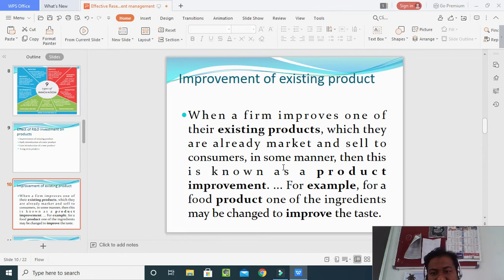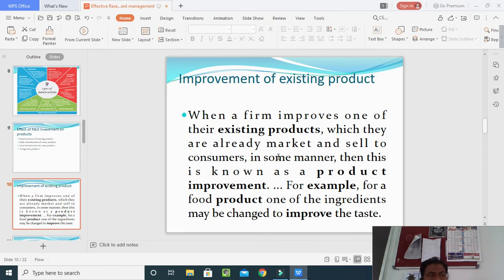Now coming to the improvement of the existing product. When a firm improves one of its existing products which they already market and sell to consumers in some manner, this is known as product improvement. For example, for a food product, one of the ingredients may be changed to improve the taste. For bringing the preference of the customers towards our product, we slightly change the ingredients or the strategies or tactics for attracting the customer. So this process is known as improvement of the existing product.